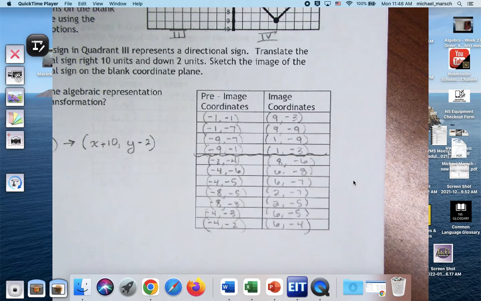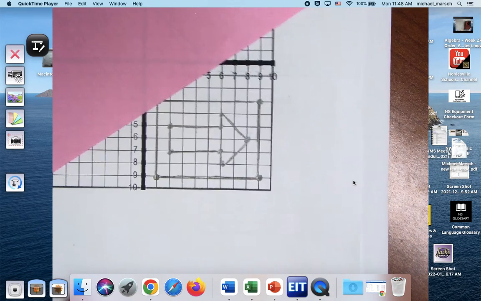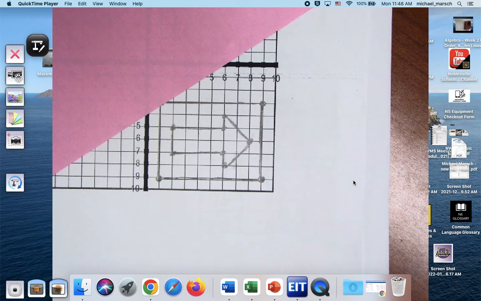Okay, let's take a look at what it should be. Everybody have their directional sign, quadrant 4? Okay, let's move on to another one.